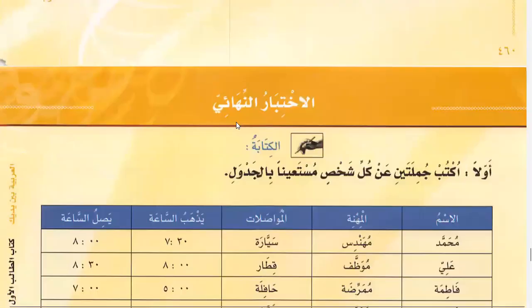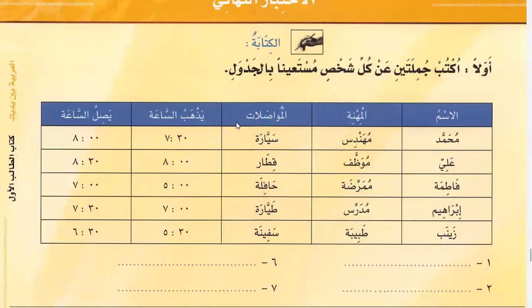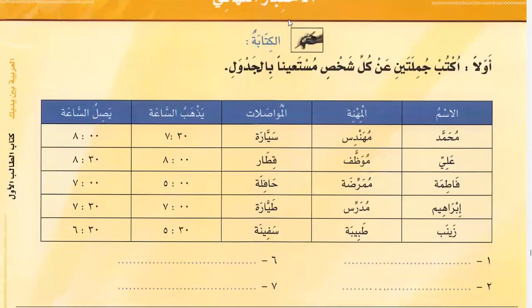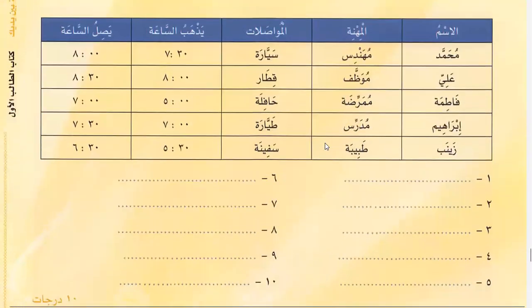Al-kira'a, reading. You will read this and then you will answer them. So this whole page is for the previous. Then uktubil jumlatayn yan kulli shakhsin. So here you have some information about Muhammad, that Muhammad is an engineer. He goes by car. He goes at 7:30 and reaches at 8 o'clock. So he's asking you to write two sentences about each person using the information. So anyone can tell me the two sentences about Muhammad?